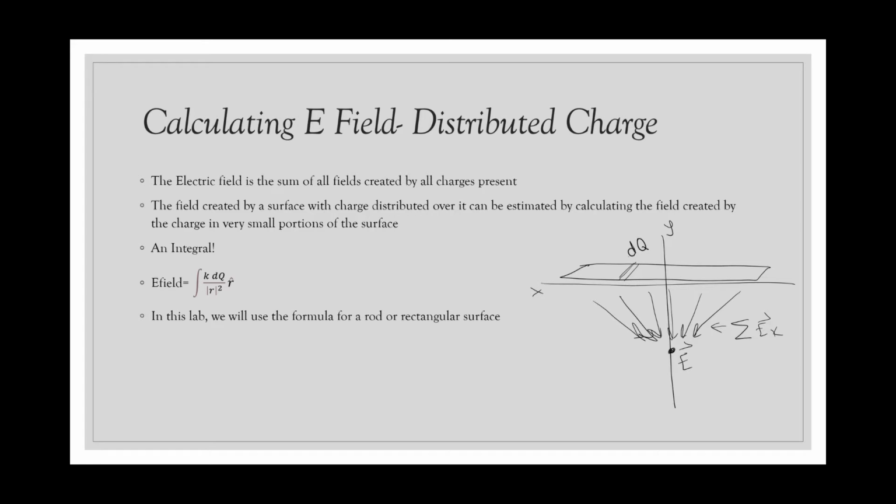In the image, you can see a small bit of charge, small enough to treat as a point charge, labeled dq. If we add up the electric field created by all of these small point charges along the tape, we can more accurately estimate the electric field at our observation location. This is because the distance between our observation location and our charge changes as we move along the surface, so the electric field does as well.